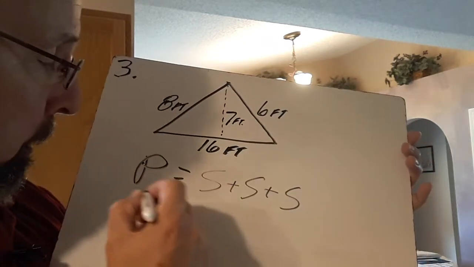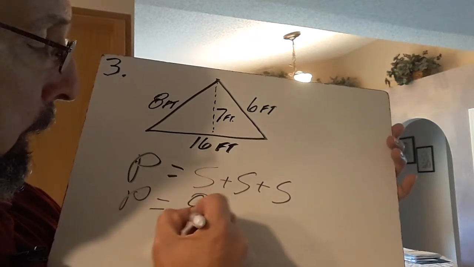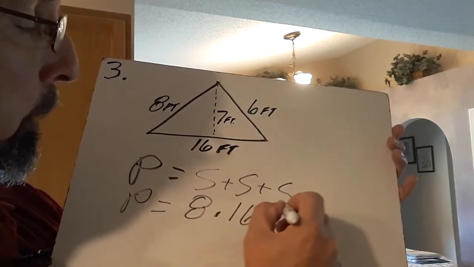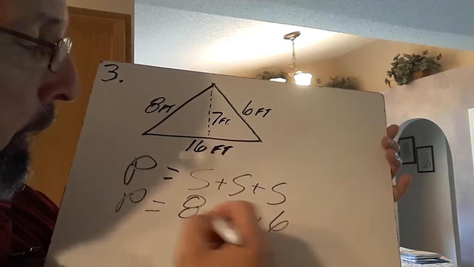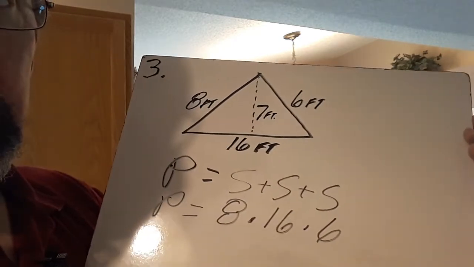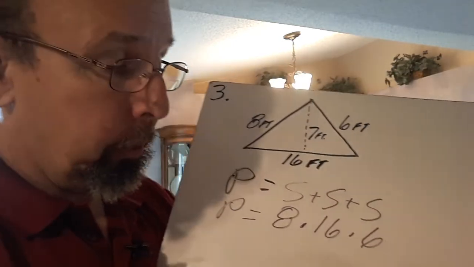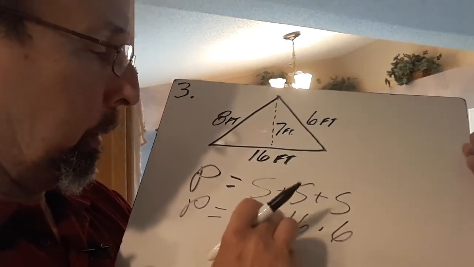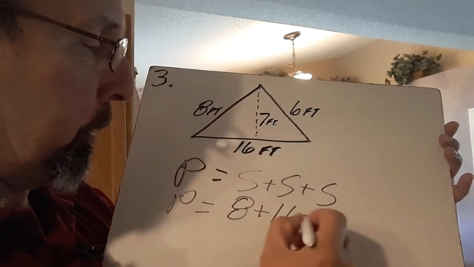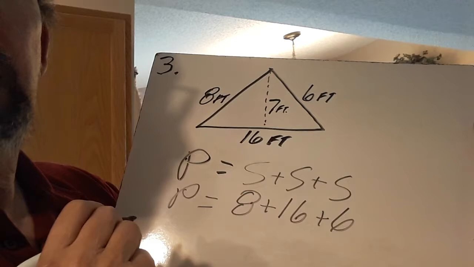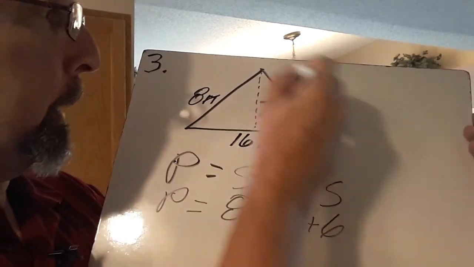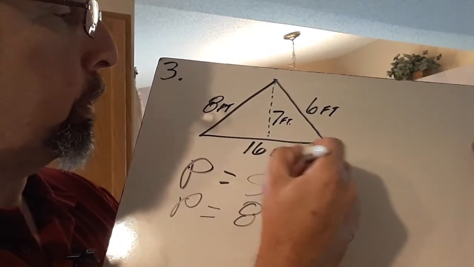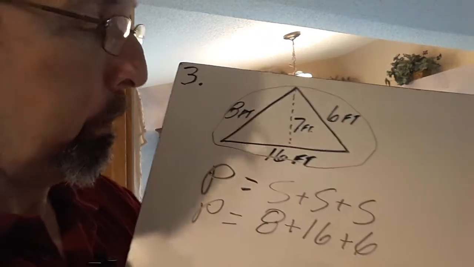So I'm going to take perimeter equals 8 plus 16 plus 6. You just add those up and you get your perimeter. All right? Simple as that. Oops, I put multiplication signs. Plus. All right? Add them up. You're just finding the distance around it.